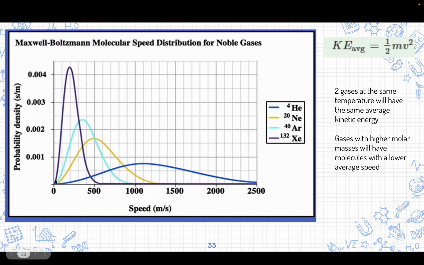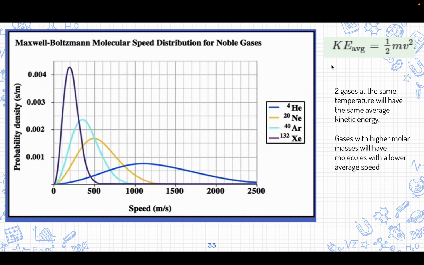Our purple line here is for our heaviest gas, xenon, with a mass of 132. That's the molar mass of xenon. And what you notice is that those heavier particles have slower speeds. And I think that's pretty intuitive, that as the particle gets lighter, the average speed of the molecule gets higher. Something to know about this is that this is the relationship between mass and speed.